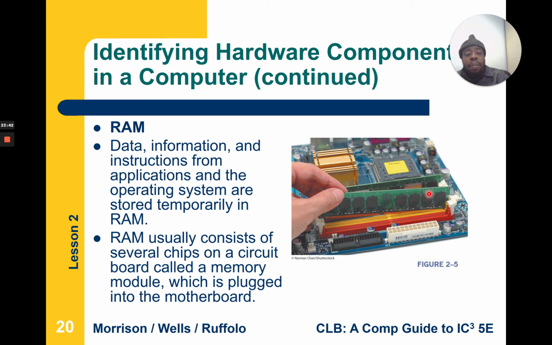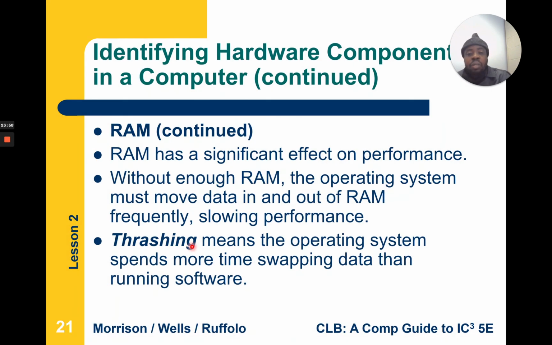I've told you earlier on. But this part that this person is holding is called RAM chips. You can buy more to enhance the performance of your PC. So RAM has a significant effect on performance. Without enough RAM, the OS must move data in and out of RAM frequently. So if you are running out of RAM, what you have to do is change your RAM or add more to your RAM.